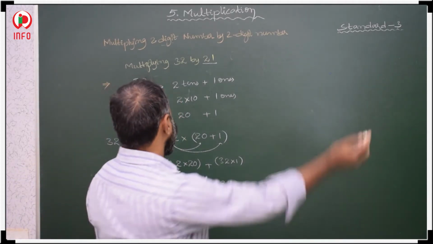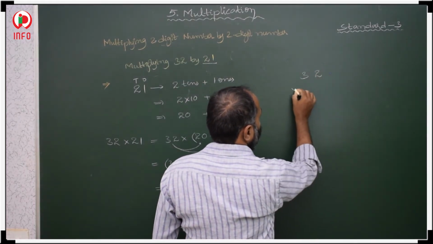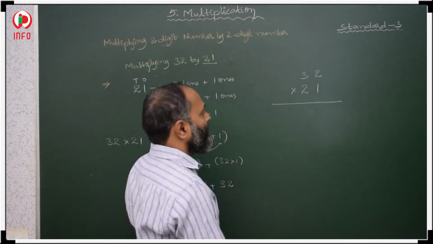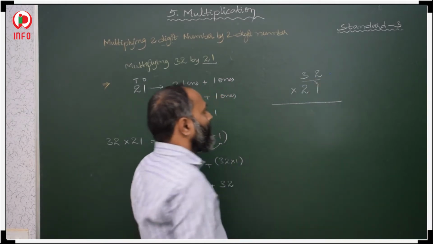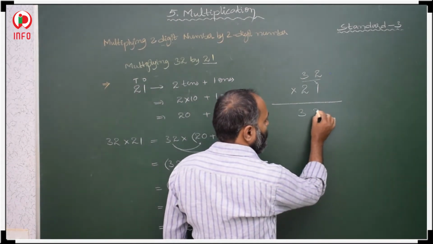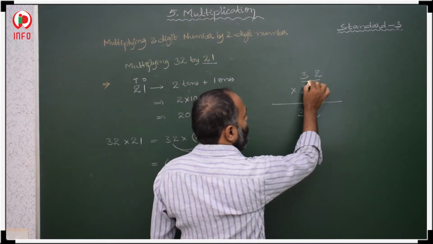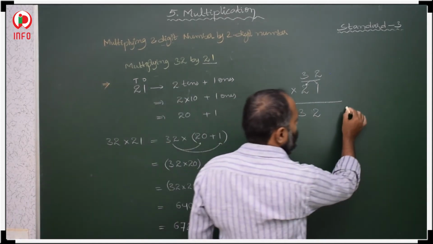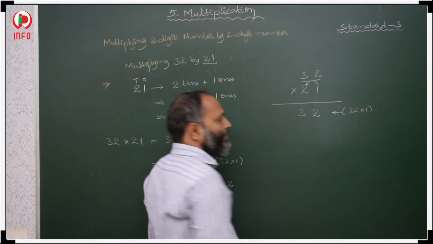So in multiplication, 32 multiply with 21. First, this 32 with 1, 32 ones are 32. You keep here 32. Then after that, 32 20s are... So here 32 ones are, we will get this.